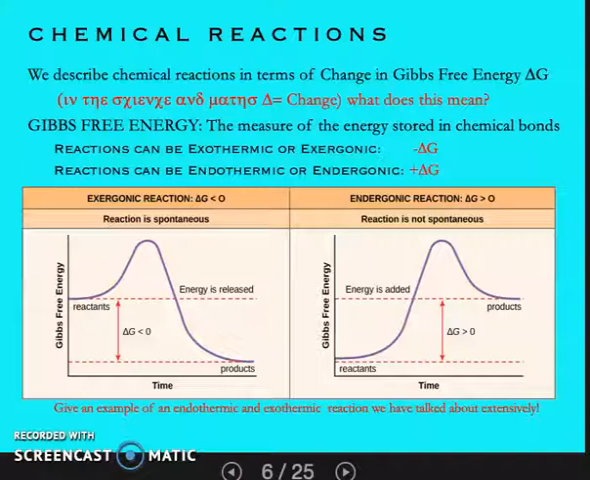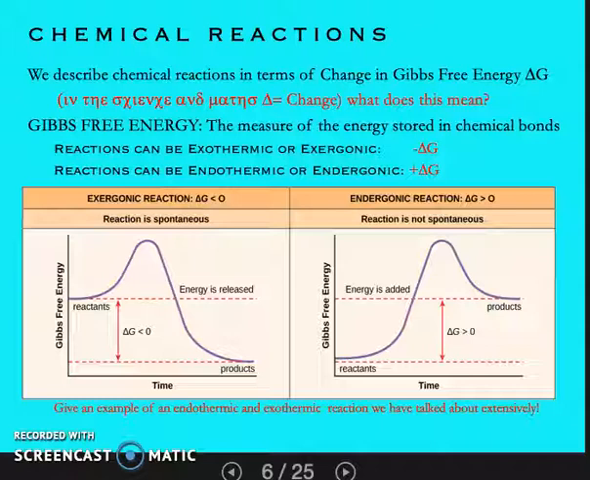And we can describe reactions in terms of their delta G as being either endergonic, also called endothermic, or exergonic, or exothermic. Now, exothermic makes sense to me. I'm giving off heat. Exothermic, give off heat. Endothermic, of course, means inside heat. So hopefully those two terms will help you remember what kind of reactions are which.